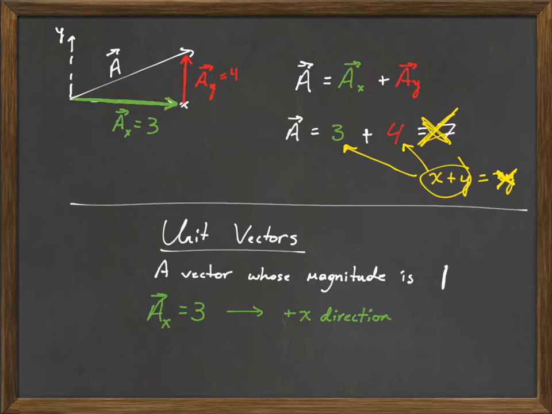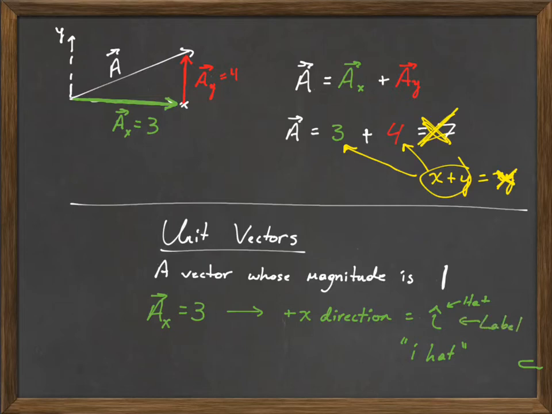Okay, and so the unit vector that we use for the positive x direction is basically the letter I, lowercase, but with what we call a hat on it. So this would literally be read as I hat. And that symbol, it's not an arrow like the other vectors.